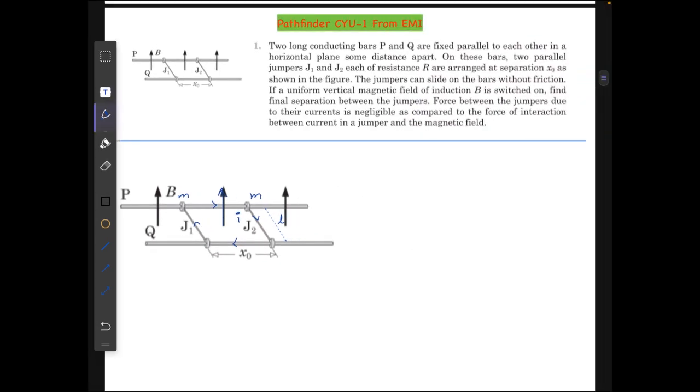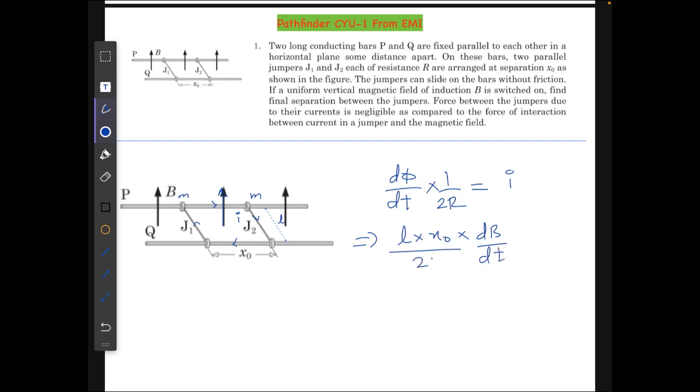So the equation we can write is d phi by dt over 2R, since the resistance of the whole loop is 2R, equals the current. Here d phi by dt is L times x naught times dB by dt, over 2R equals I. And the force on each rod will be I times L times B. So the force equals ILB equals x naught L square B dB by dt over 2R. So this is the impulsive force.